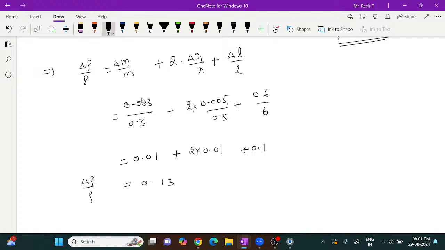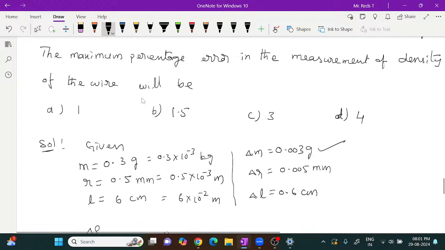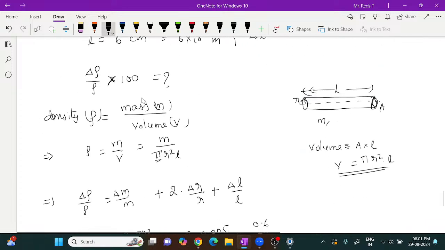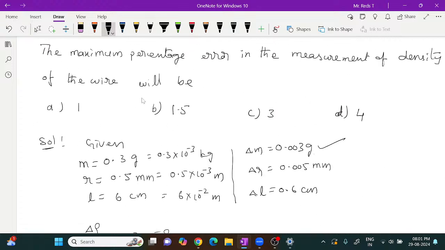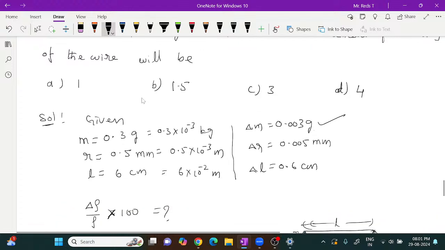Yes. This gives the fractional error in density, approximately. So here into 100, the maximum percentage error in measurement of density will be, the units of the quantities are the same only, right?